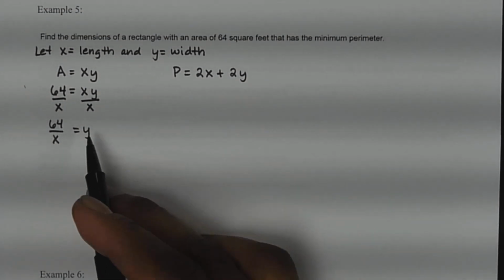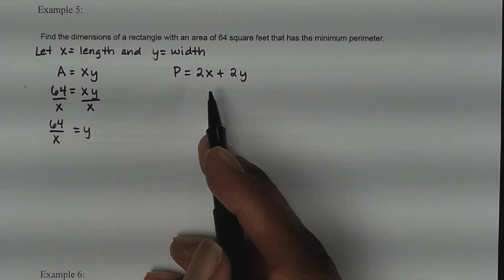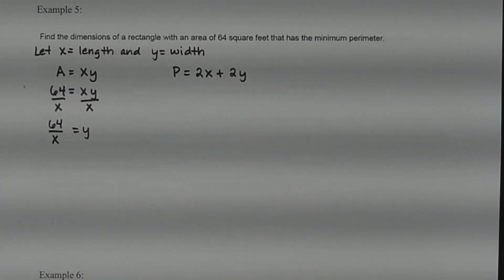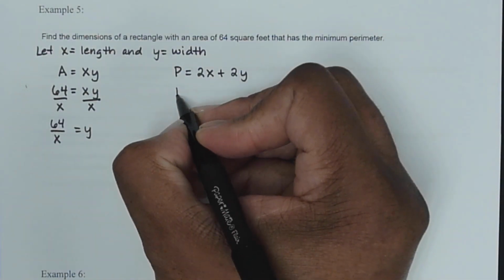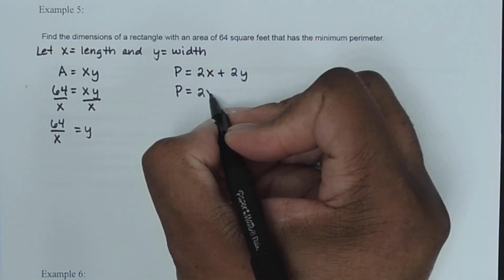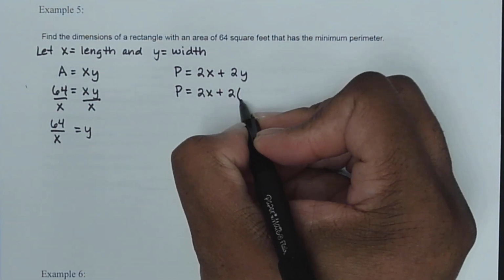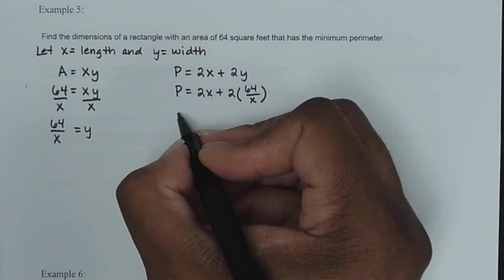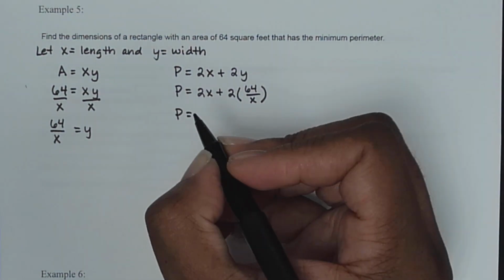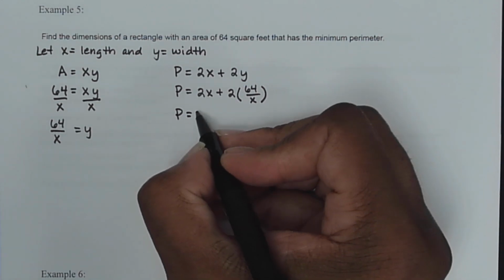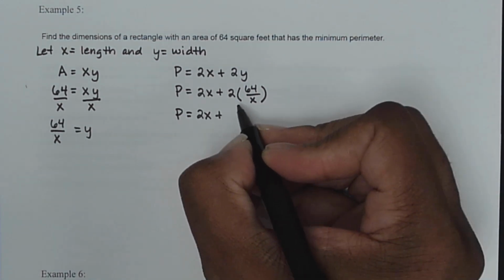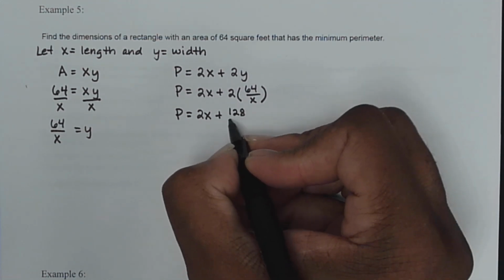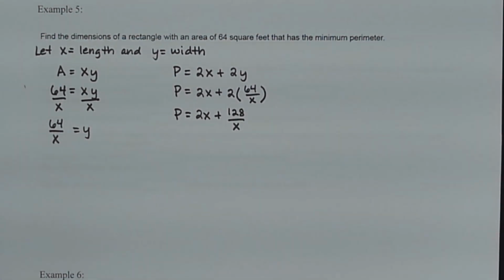And then, since y is equal to 64 over x, we'll just substitute it for this y in the perimeter formula. So that means I'm going to have P is equal to 2x plus 2 times the y, which is 64 over x. Then P is equal to, let's see, bring down the 2x, multiply 2 over 1 times 64 over x, that would be 128 over x.